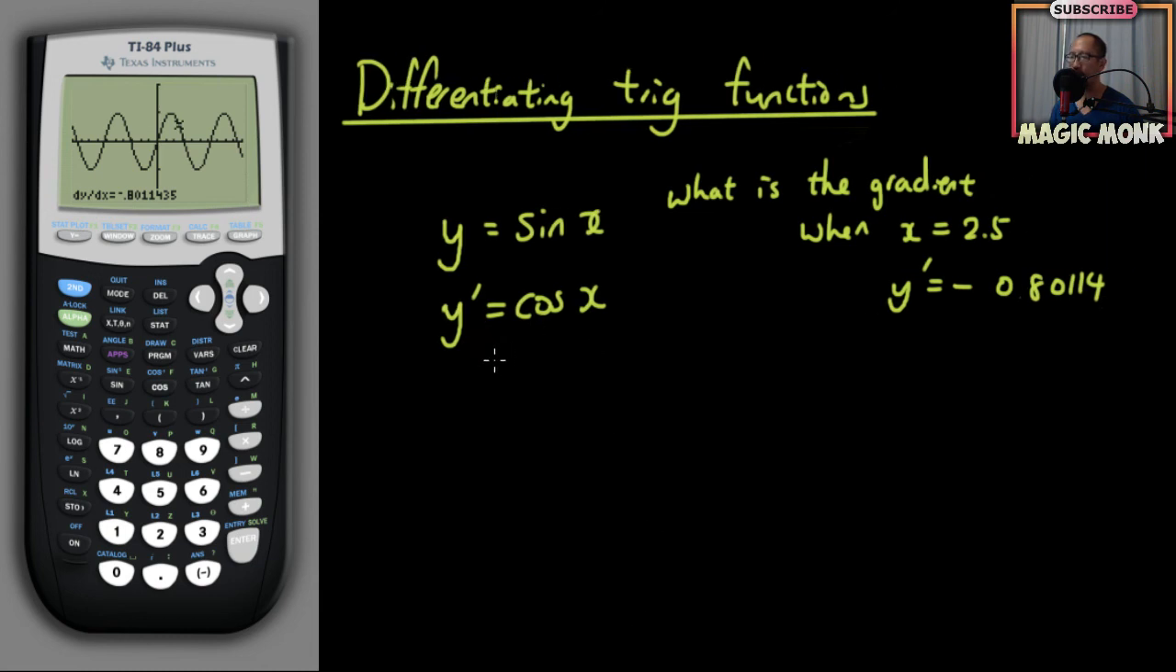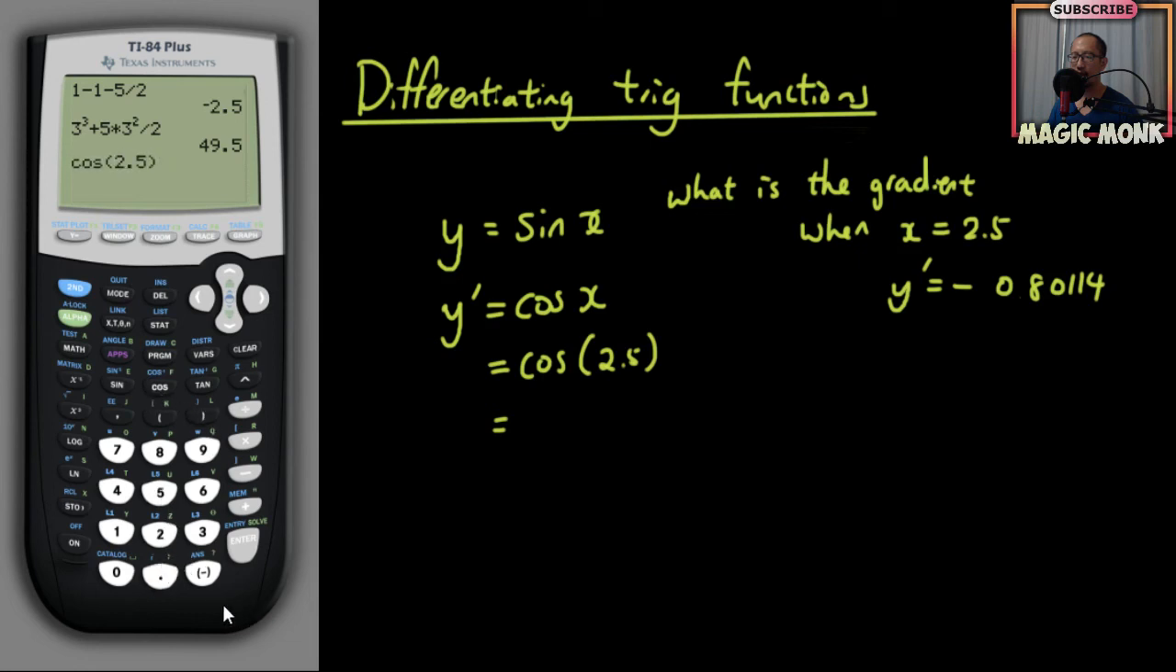Now let's try it with our cosine equation. If you type in cosine bracket 2.5 on the calculator, what do you get? You get -0.8011. So this is actually true no matter which x value you choose, and that is why the derivative of sine x is equal to cosine x, which is really cool.